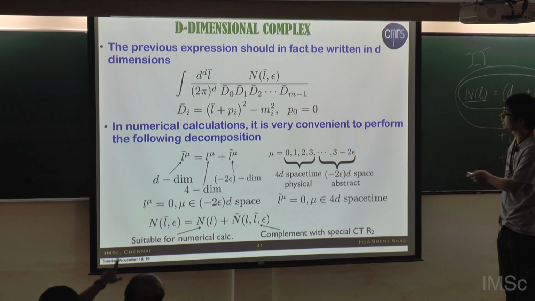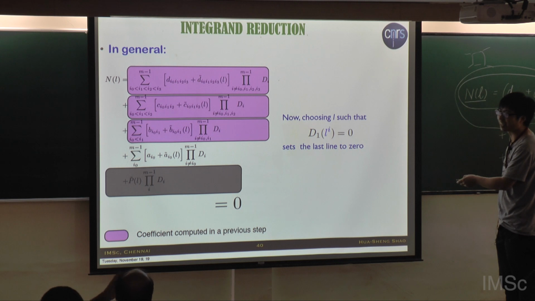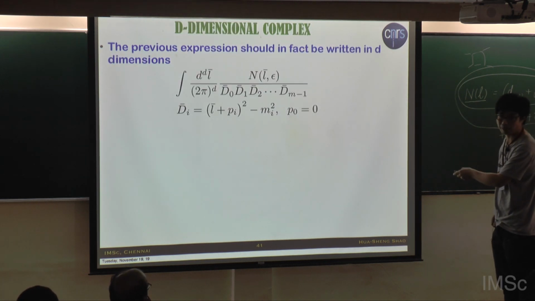Where is it actually in the expression that you showed? Go back, at the back, yeah, here. Here there's no rational term. This is the numerator, right? Yeah, the numerator, and the numerator comes in dimension 4. I'm not decomposing into the NL bar epsilon. So in principle, you need the NL bar epsilon.